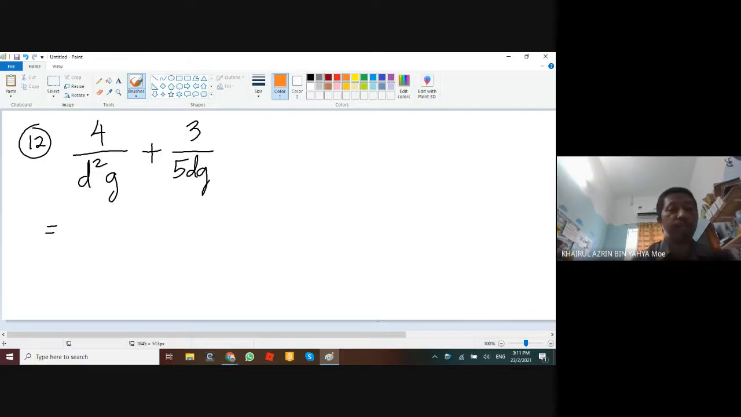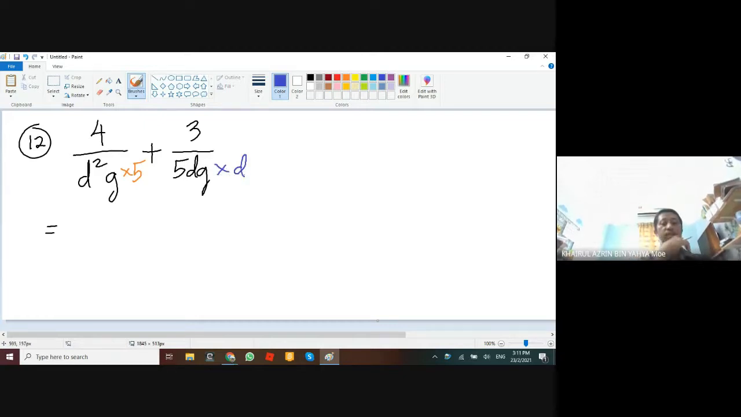I think this one, we need to multiply with 5, of course. For the second denominator, only 1d, but here we got d squared, meaning we need to multiply with d. G, same, so nothing to do there. So 3, this one, we also multiply with d, and 4, don't forget, this one we need to multiply with 5.